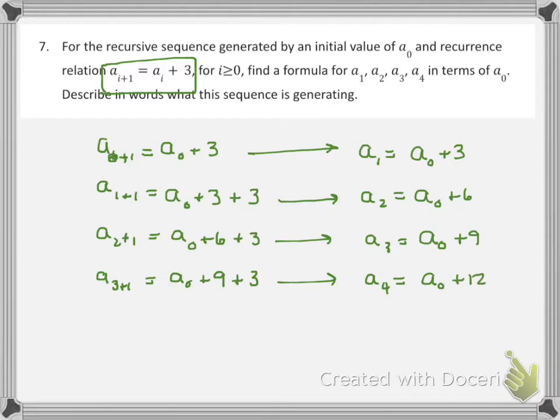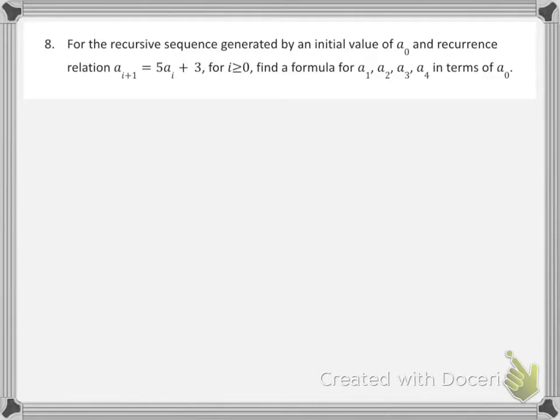That's our fourth round. And the fifth round, a sub 4 plus 1 is equal to the result from the last round, a sub 0 plus 12 plus the other 3. And when we get that further simplified, a sub 5, the result from my fifth round, is a sub 0 plus 15. And there we go. Oh, look at that. I went too far. I could keep going. That's number 7.